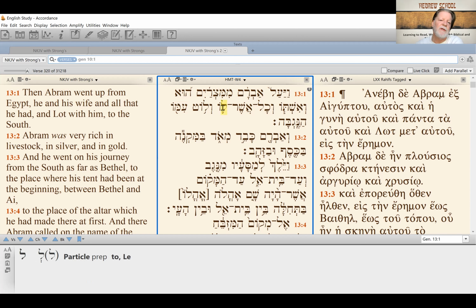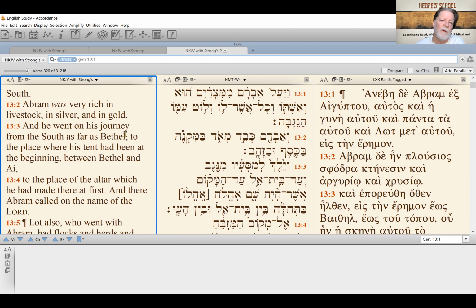That would be all of his possessions. It would be any servants in his household. It would be the shepherds who would be taking care of his flocks and stuff like that. Ve'lot, that's Lot in Hebrew. Imo, with him. Ha-negeva, the Negev means the south region. So when they came back to Israel, they settled down in the south territory, what would become the tribal area of Judah and so forth.